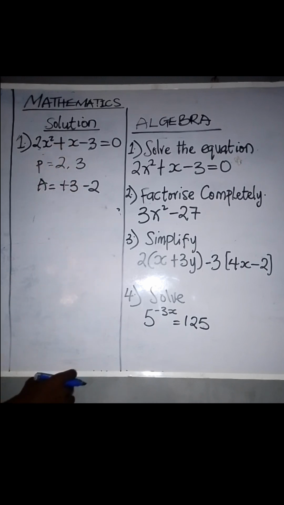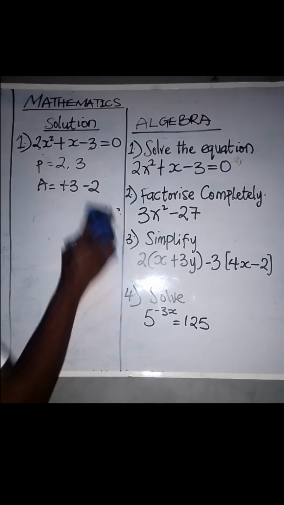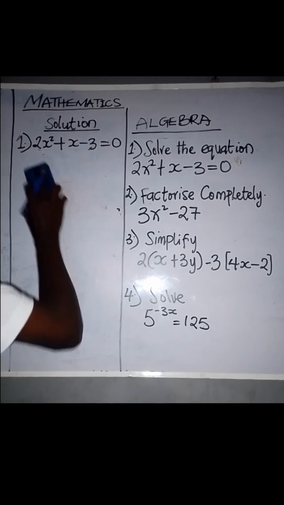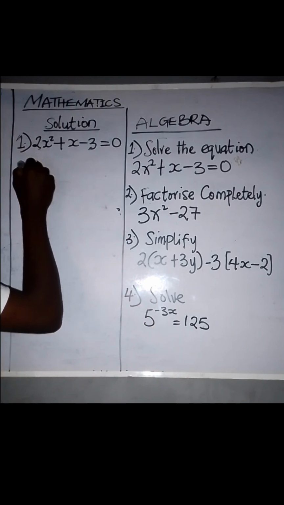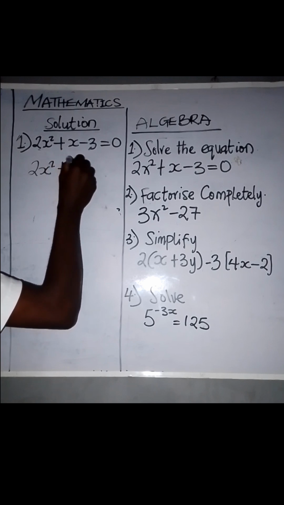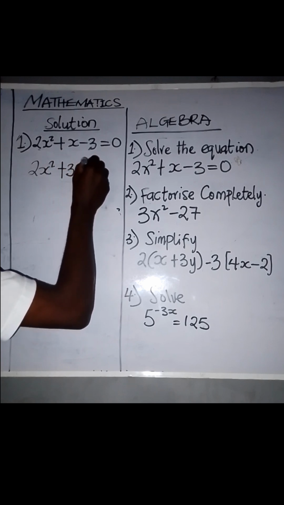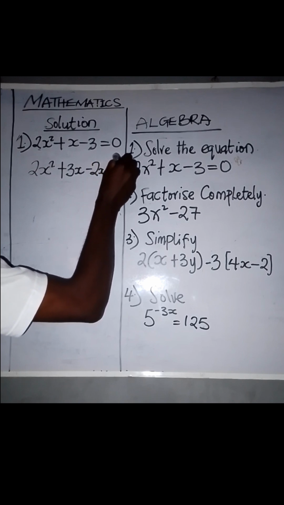Good. So the 2 factors I'm using are plus 3 and minus 2. If I've gotten those 2 factors, then my equation becomes 2x squared plus 3x minus 2x minus 3 equal to 0.